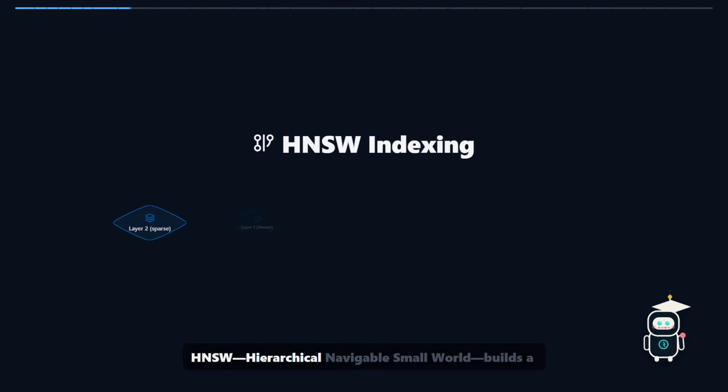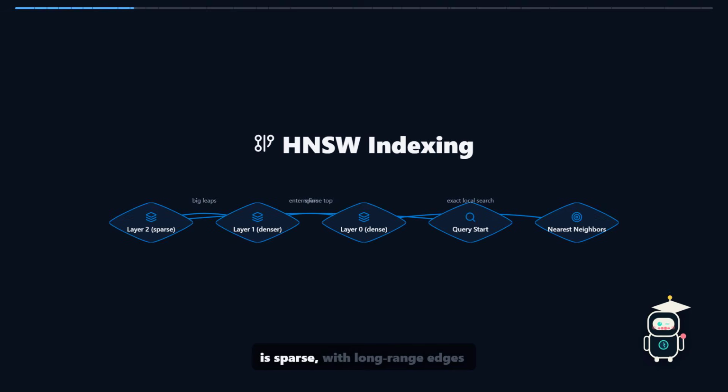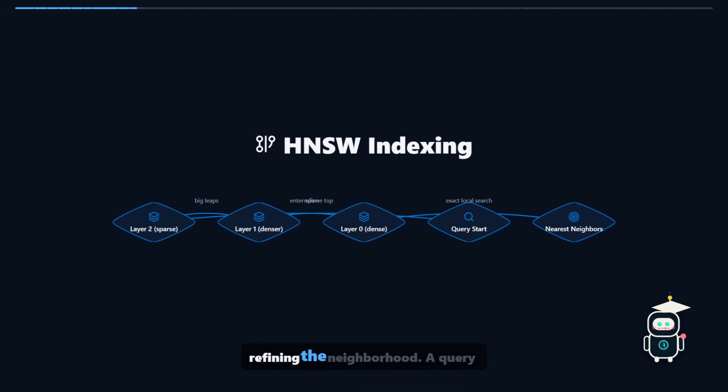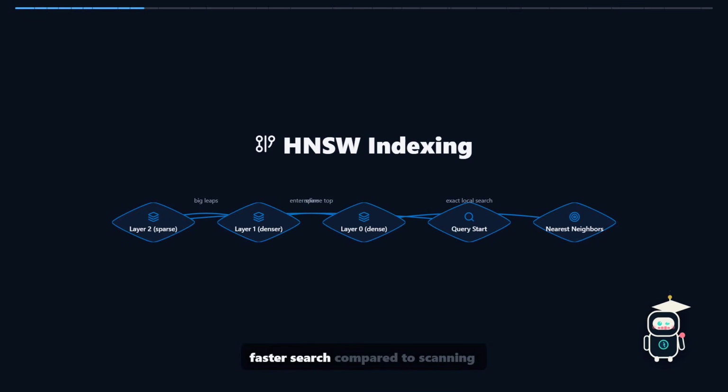HNSW, Hierarchical Navigable Small World, builds a multi-layer graph. The top layer is sparse with long-range edges that jump across the space. Each layer below gets denser, refining the neighborhood. A query starts at the top, takes a few big leaps, then drills down to the exact closest points. It's like zooming in on a map, trading a little accuracy for dramatically faster search compared to scanning every vector.